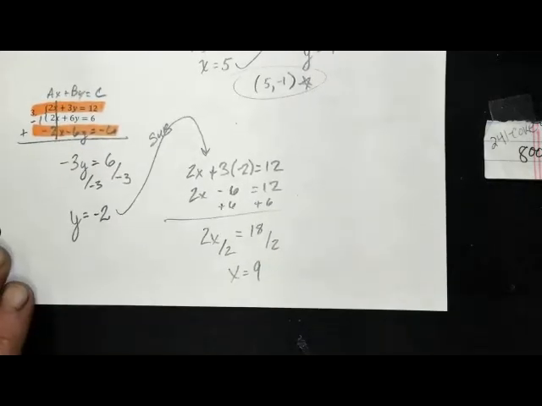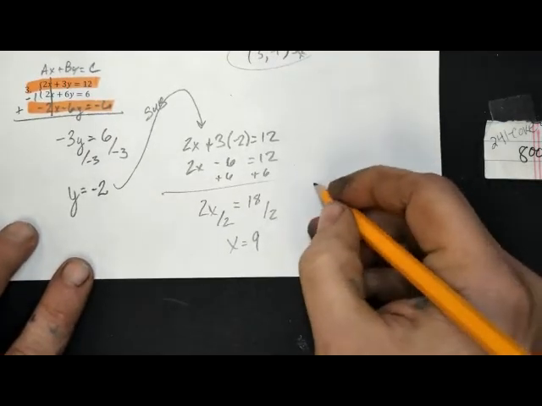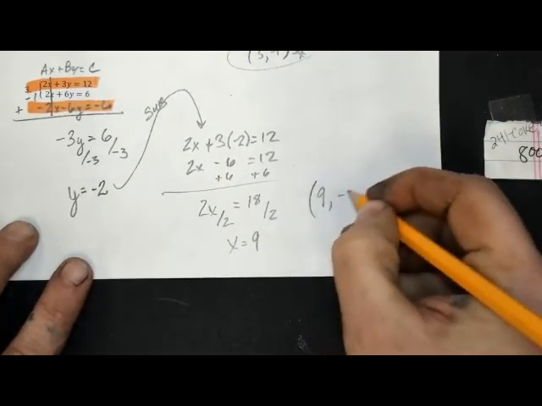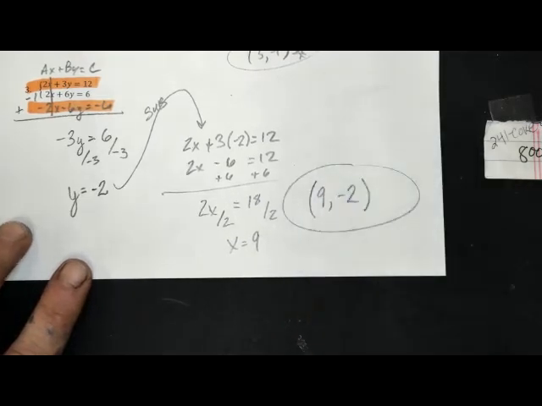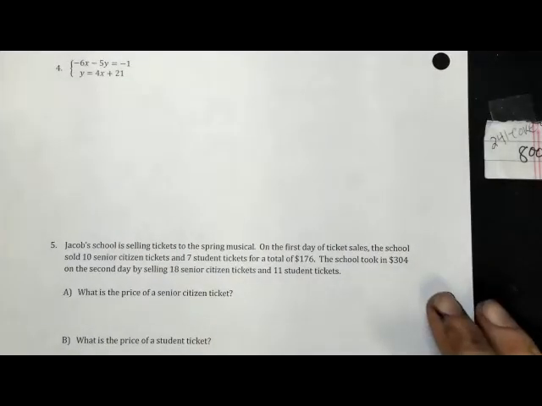Okay, if I was to graph this equation, they would cross at (9, -2). All right, let's look at this last one. All right, here we go. Let's zoom right in on this situation here.